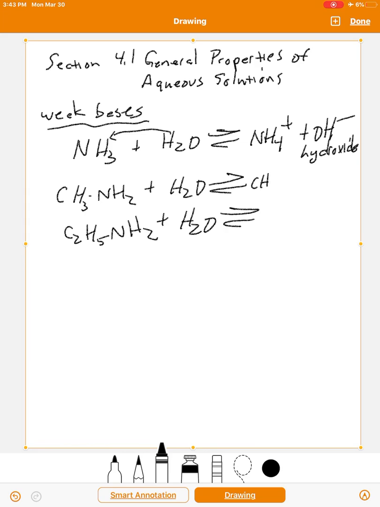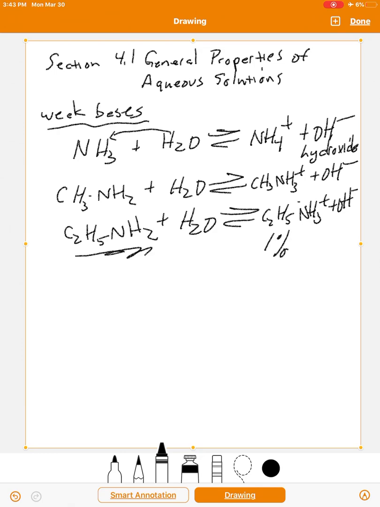Very interesting. So this one's CH3NH3 plus, and then that's plus OH minus. And then this one's C2H5NH3 plus and OH minus. Now, again, only 1% of this is converted into this. It's still 99% for these ones here.